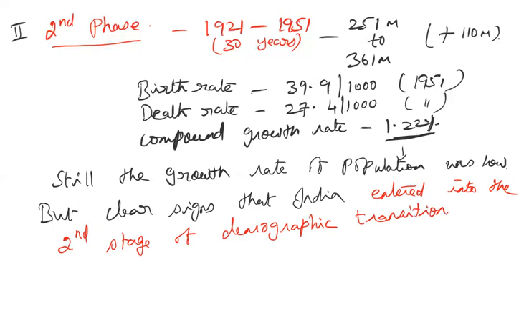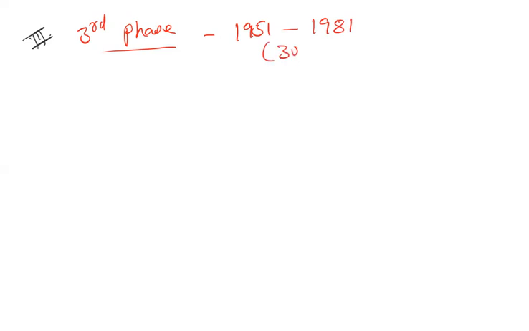And then moving on to the third phase. The third phase was between 1951 and 1981, 30 years. In the next 30 years, the population increased from 361 million to 683 million. So how much is the addition? Plus 322 million, almost double that of the previous phase.